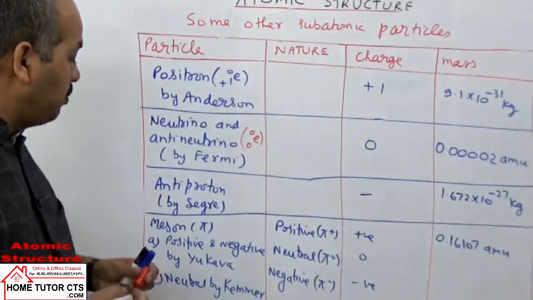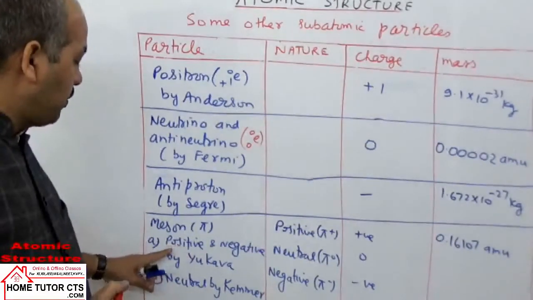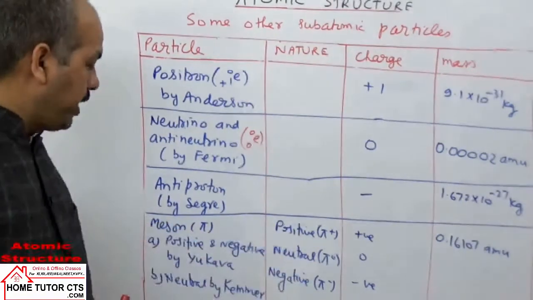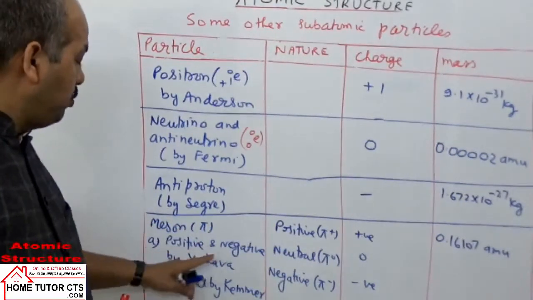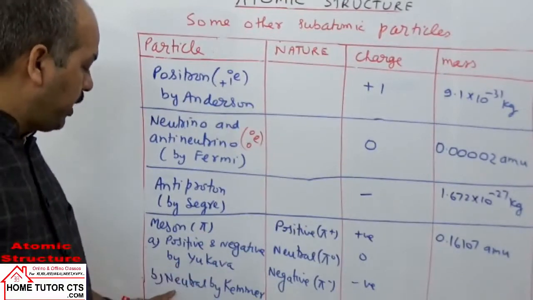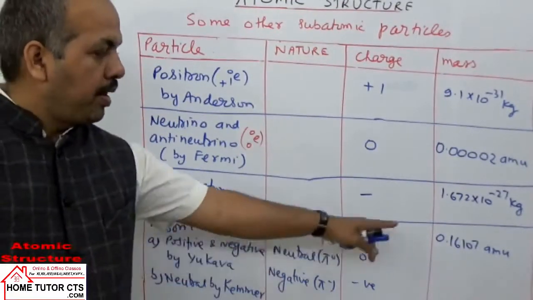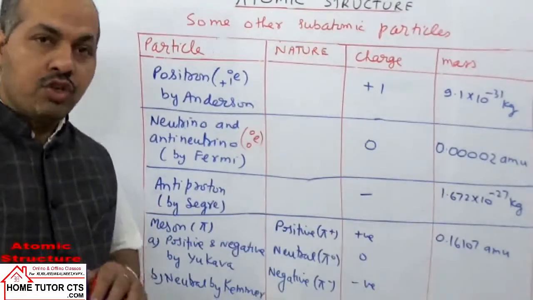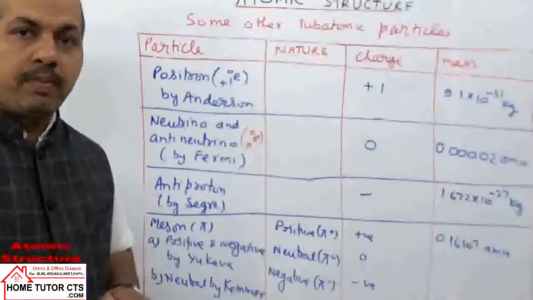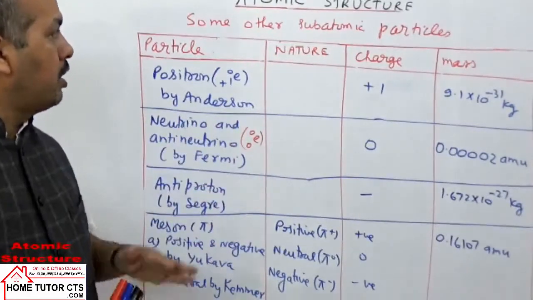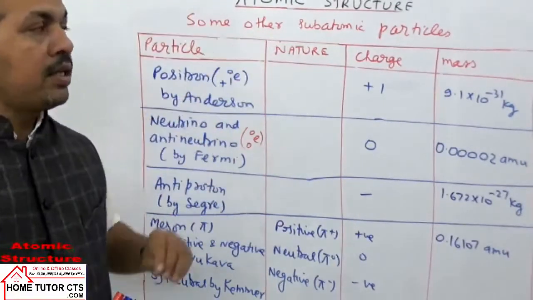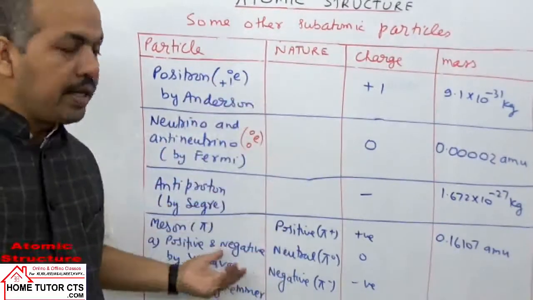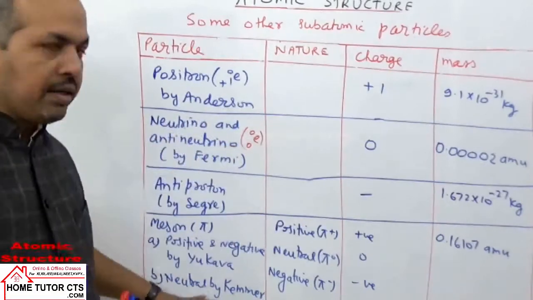Then you can take several kinds of mesons. Pi mesons can be taken in three categories: positive, neutral, or negative. Positive and negative mesons were discovered by Yukawa and neutral by Kemmer. Mass is again quite low, but it is given on the scale of unit mass 0.16107 atomic mass unit. Okay, so this is a table depicting some of the other subatomic particles. Normally you don't get questions on these particles, it is just for information.